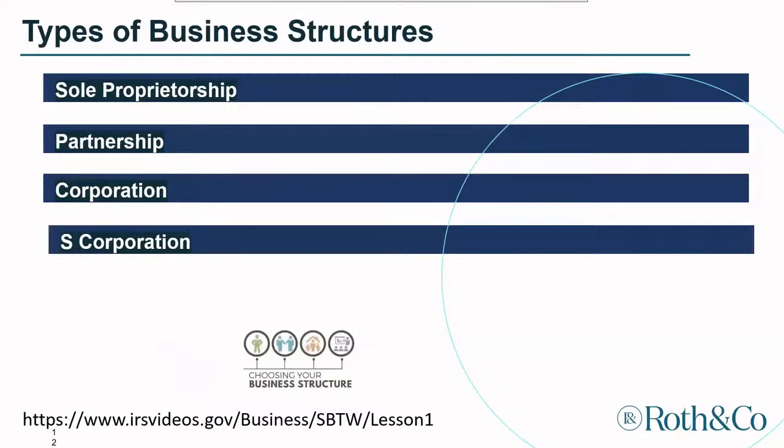What are the types of business structures? The business structures are a sole proprietorship, a partnership, a corporation, or an S corporation. Sole proprietorship is the simplest type of business organization. It's normally owned by one person, and the business does not exist apart from its owner.